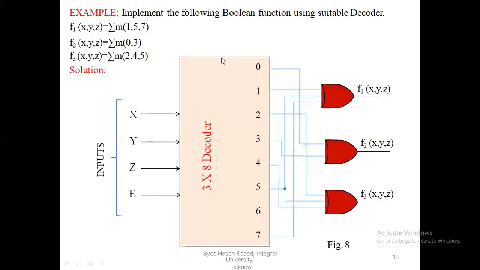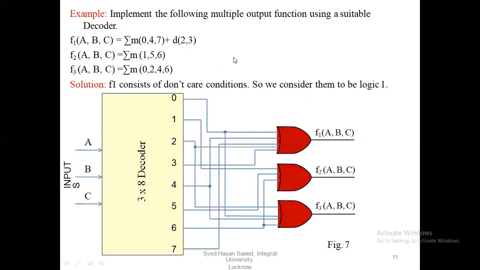So construct a decoder. Mute please, there is sound coming. So construct a decoder by using these statements. So F1 consists of don't care conditions.